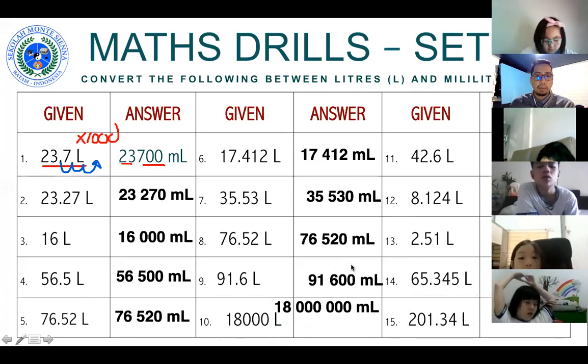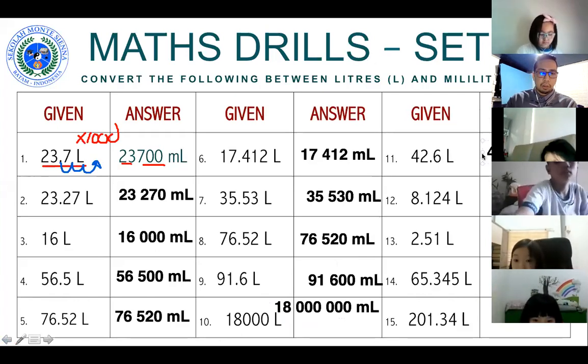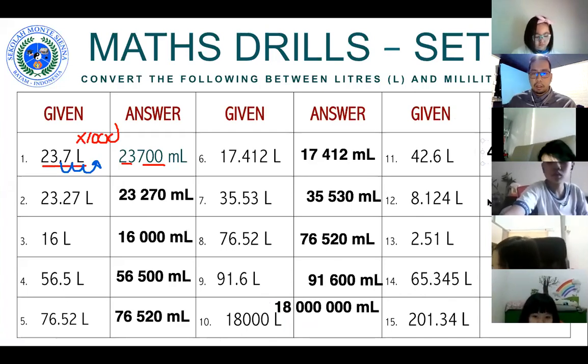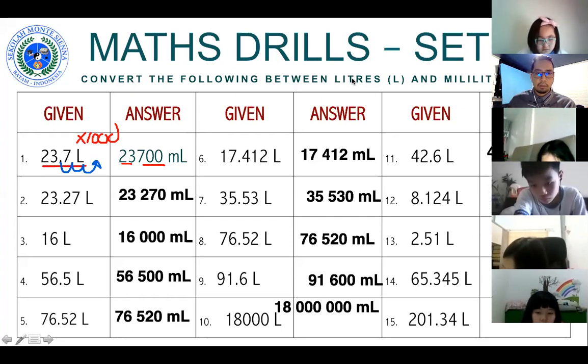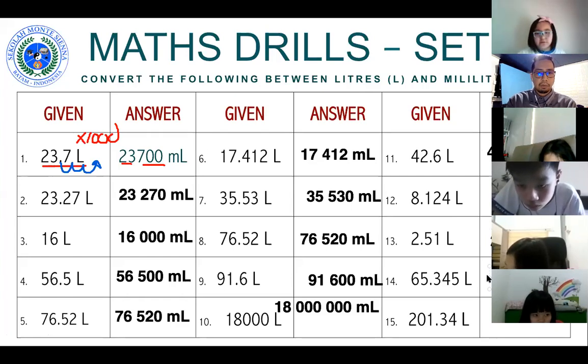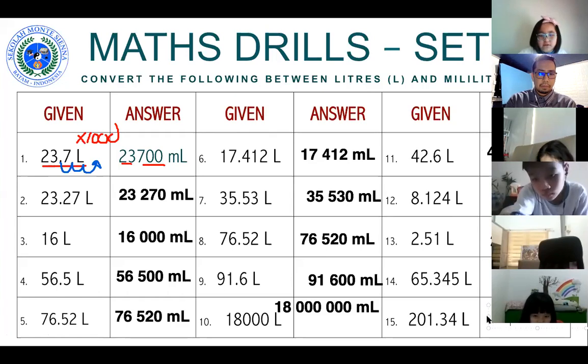Number 11: 4, 2, 6, 0, 0 ml. 42600 ml. Number 12: 8124 ml. 13: 2510 ml. Number 14: 6655 ml. And number 15: 201340 ml.